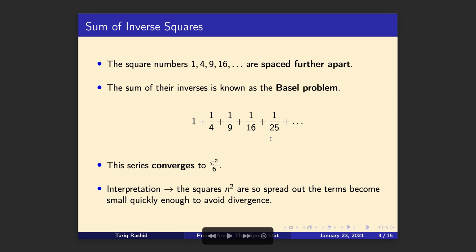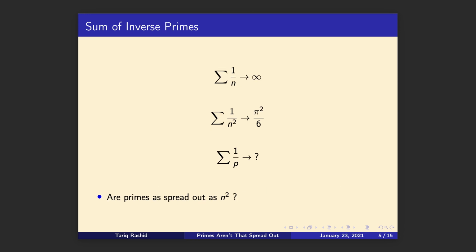So the interpretation is that the squares are so spread out, they thin out so quickly that actually when we add the terms in the sequence, we avoid divergence. So let's summarize what we've just said. We've said the sum of the normal inverses tends to infinity, diverges.